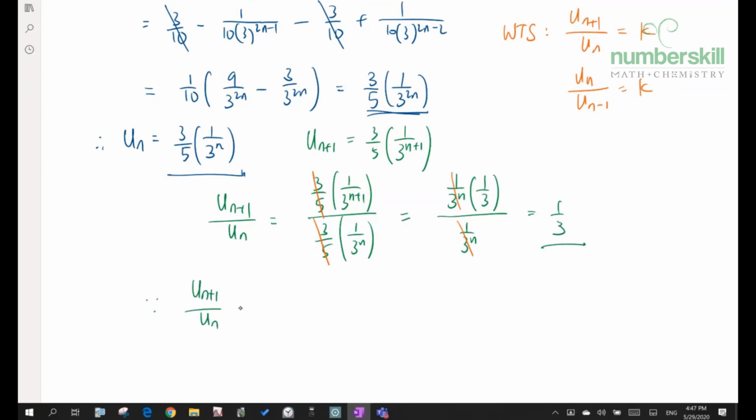So you have to explain yourself a little bit and say that, since u_(n+1) over u_n is a constant, and by the way, this constant has a meaning in the GP, it's actually the common ratio, r, therefore the series is a GP. Ta-da! All right, marks allocation, total 5 marks.